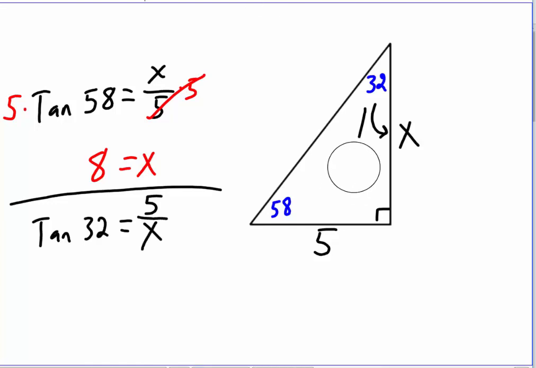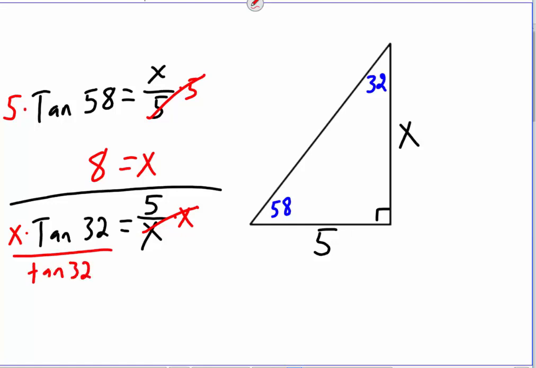Now, if we have a 5 over x, what we're going to do is multiply both sides by x. That cancels those. And then we're going to divide both sides by tangent 32. And remember, those kind of go together. It's just a number is what it is. So we're going to divide this side by tangent 32.